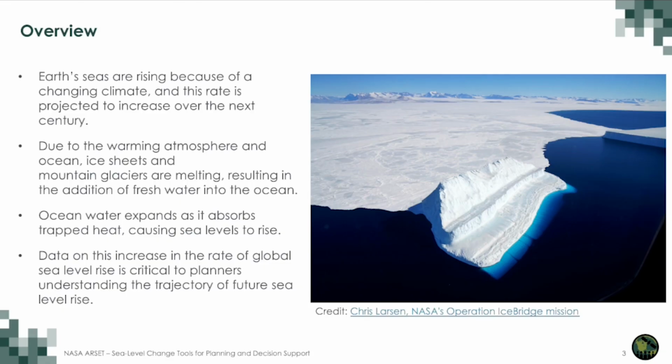Earth's seas are rising because of a changing climate, and this rate is projected to increase over the next century. Due to the warming atmosphere and ocean, ice sheets and mountain glaciers are melting, resulting in the addition of fresh water into the ocean. Ocean water expands as it absorbs trapped heat, causing sea levels to rise. Data on this increase in the rate of global sea level rise is critical to planners understanding the trajectory of future sea level rise.